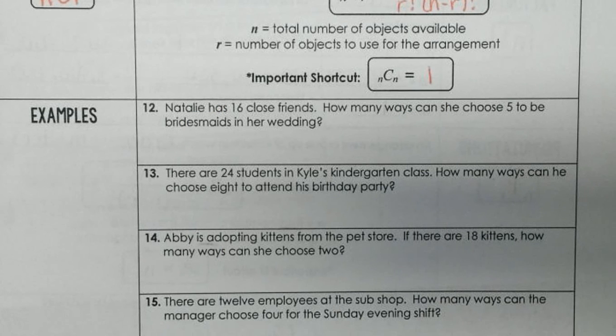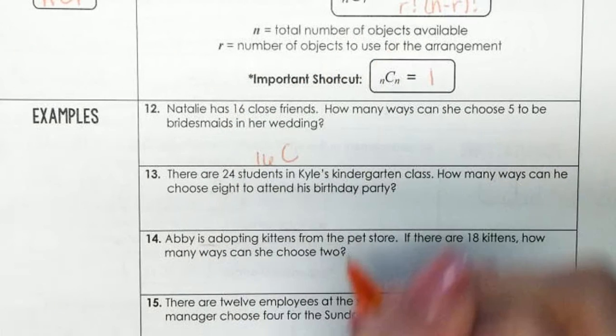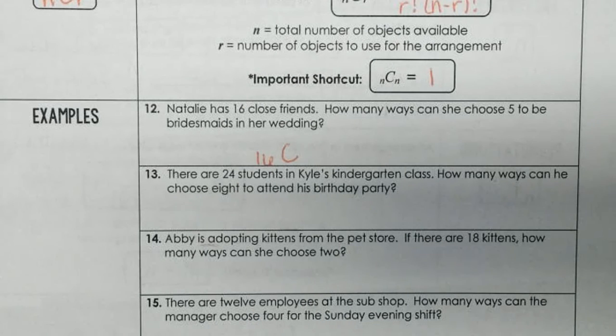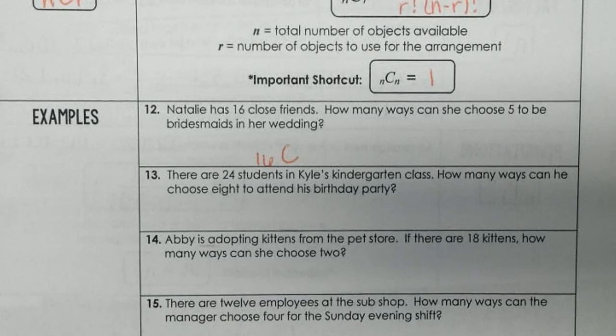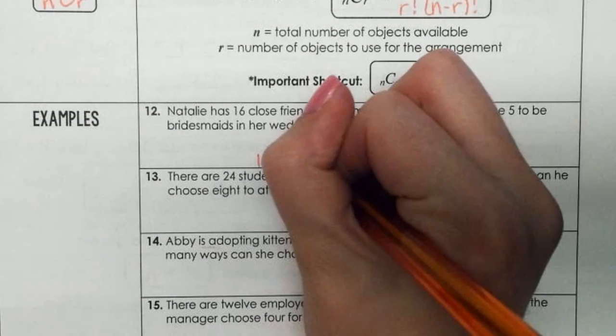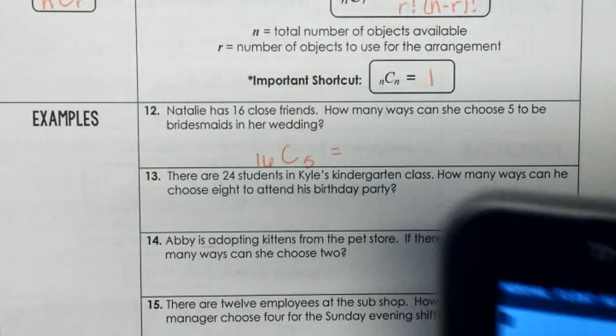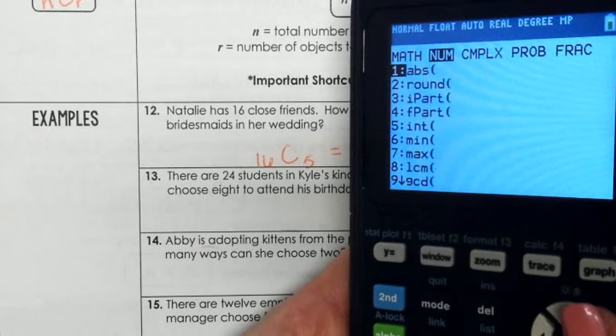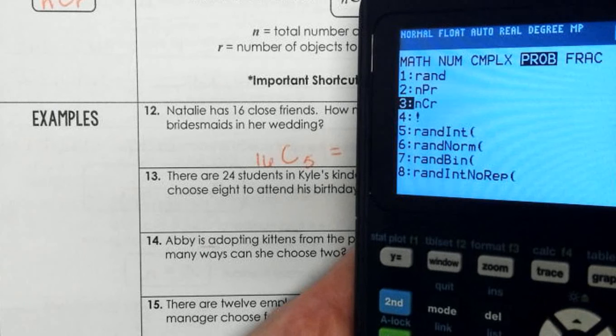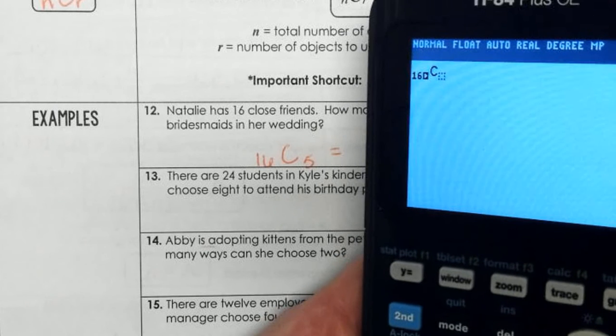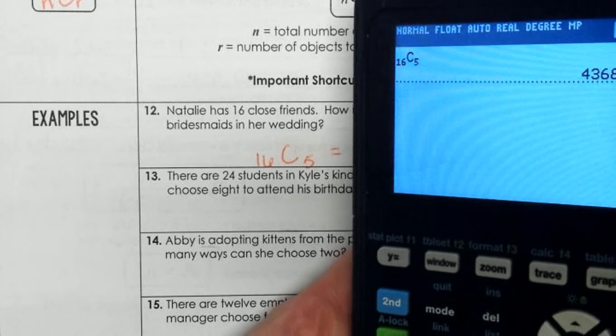So on number 12, Natalie has 16 close friends, 16 total. How many ways can she choose 5 to be her bridesmaids in her wedding? So it doesn't matter what order she chooses them. She's not playing favorites by choosing one of them first. It doesn't matter what order. They're all going to be in her wedding. She's going to choose 5 though. So you're going to type it in just like you did earlier. You're going to go to math, go over, but you're going to choose NCR now. You're going to type in 16 and 5. So you get 4,368.